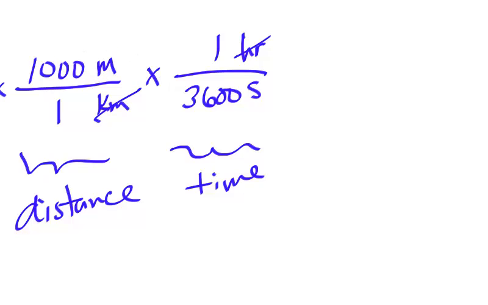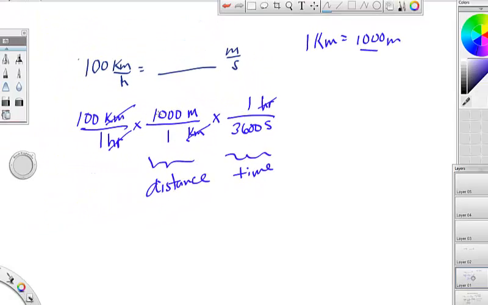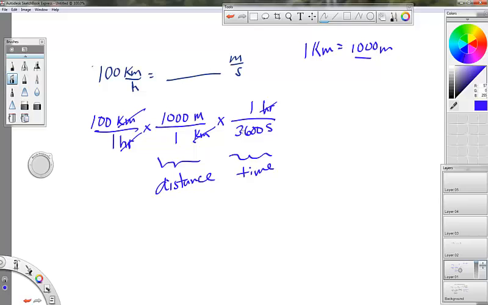And then we'll go straight across here. So 100 times 1,000 divided by 3,600. And we can see that this answer becomes 27.8 when rounded to the nearest tenth. And that would be 27.8 meters per second. All right.